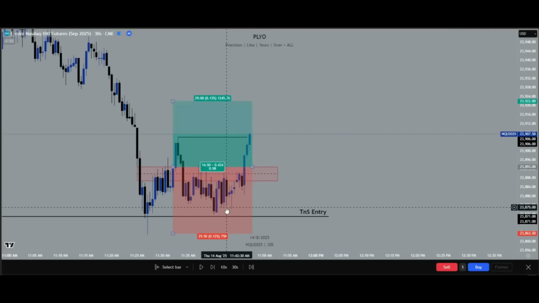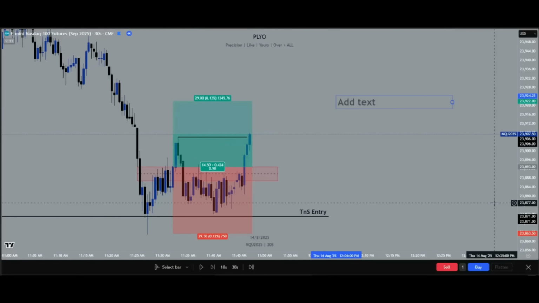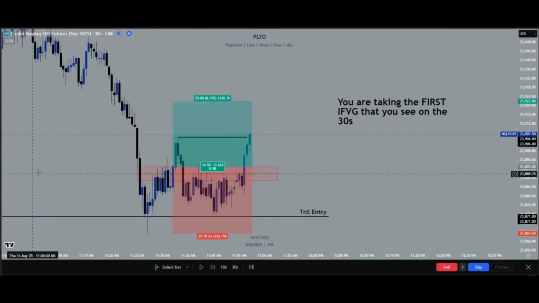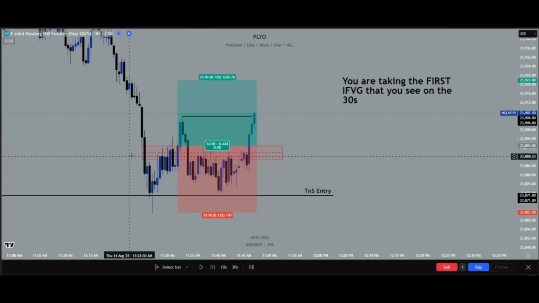You're not looking for a singular inverse like how Dodgy trades it and everybody else. We're simply taking the very first inverse, and that's really the key. So I'm going to put that here in text as well. The reason why you need the first is because the entire point of this is you're gauging the reaction off the TnS entry. Basically, you want to see the entry be wicked into and then get an inverse quickly.